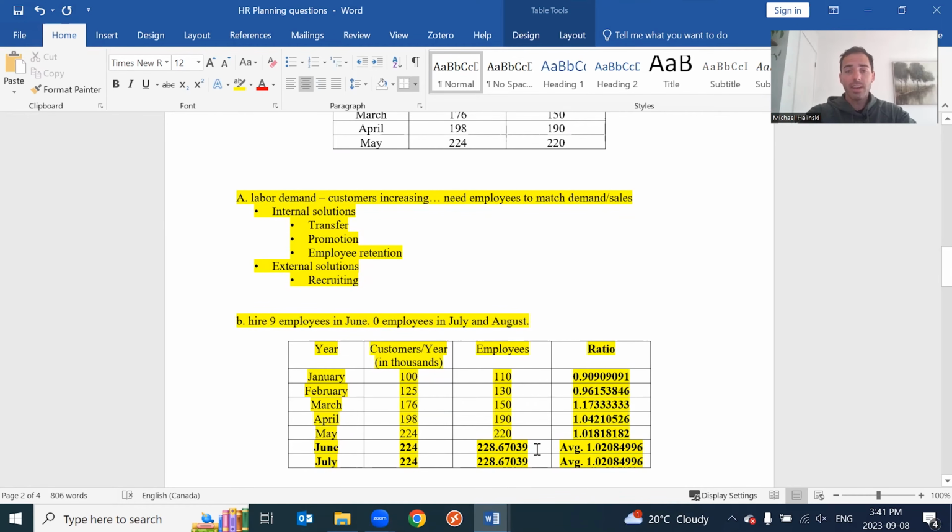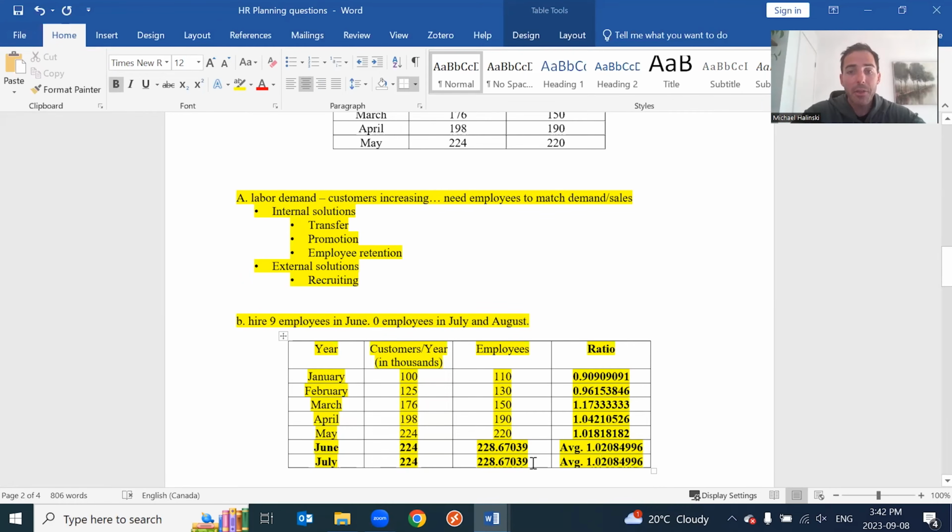What you'll notice is that when you were to add another month, and the next month is still maintaining the same number of customers, that average number will continue. It'll stay the same over time. So this answer for number of employees will continually stay the same, which makes sense.